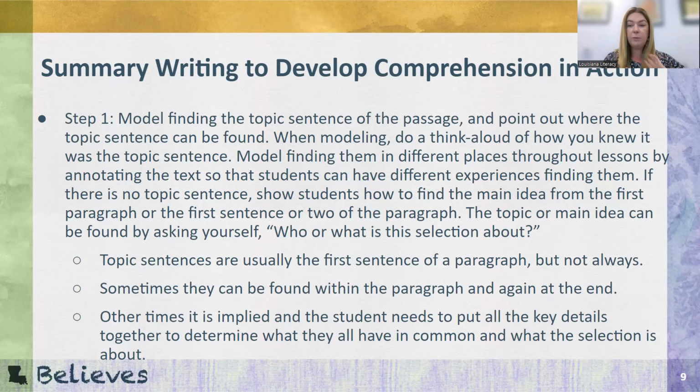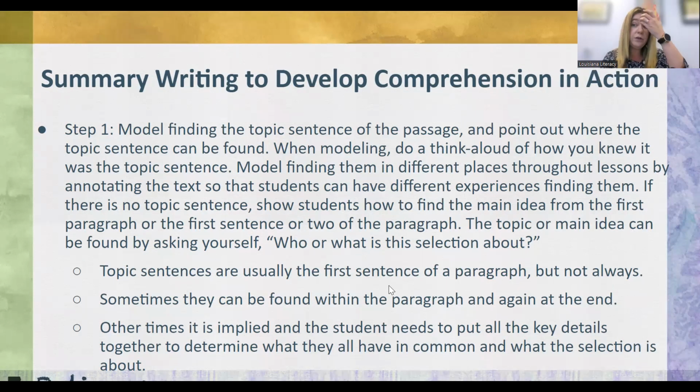Okay, and then I have three little points down here at the bottom. When I'm teaching summary writing in my class, I would have this on an anchor chart to refer to constantly as we're building our summaries. So topic sentences are usually the first sentence of a paragraph, but not always. That would be at the top of my anchor chart. Sometimes they can be found within the paragraph and again at the end. Other times it's implied and the students need to pull out all the key details together to determine what they all have in common and what the selection is about. Those are different ways to find a topic sentence. I tell them that, and then I go ahead and model how to find one.